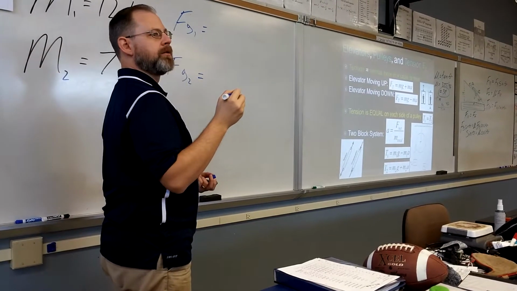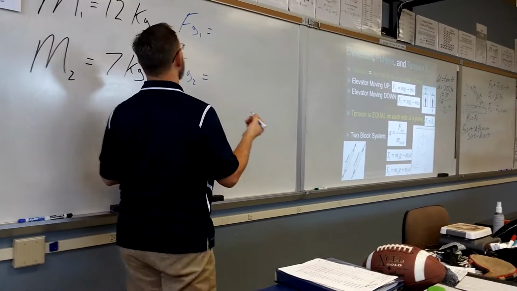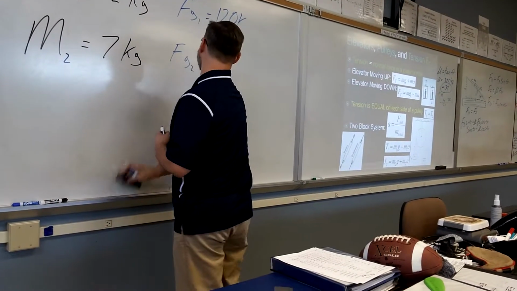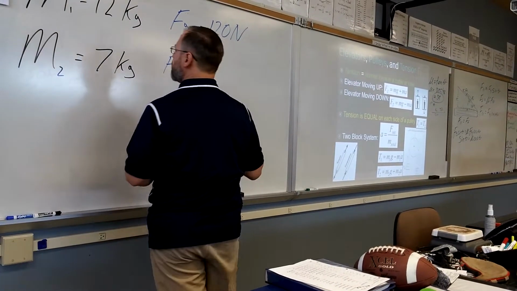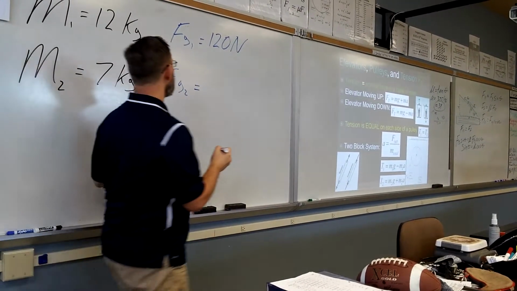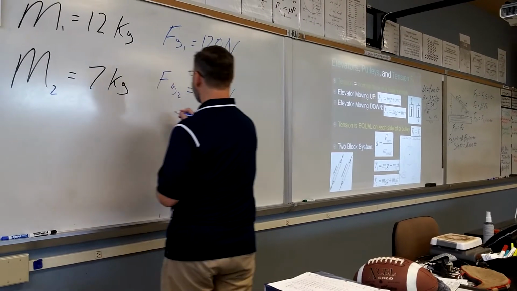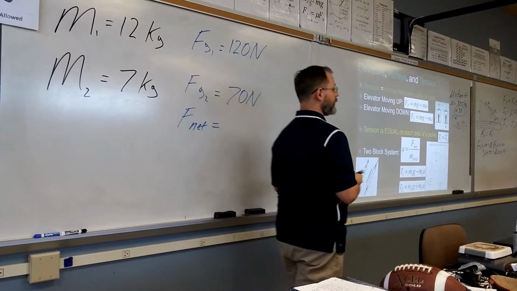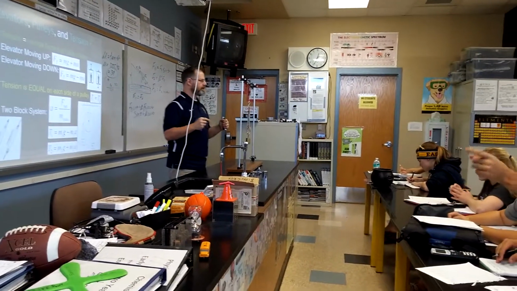What's the weight of 1? Yeah, 12 times 10. So 120 kilograms? Sorry, 120 newtons. And the weight of object 2? 70. Yeah. And then we need the force net. The net force. Now, am I going too fast?